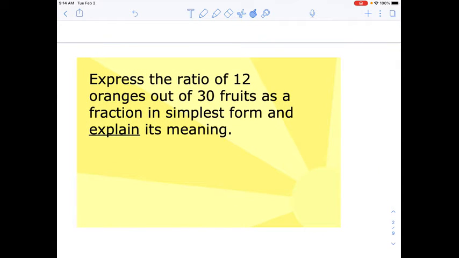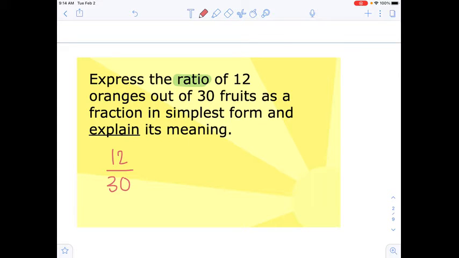The first question says to express the ratio of 12 oranges out of 30 fruits as a fraction in simplest form and then explain its meaning. So here it tells us to write the ratio. We know two things about ratios. They have no labels and they're simplified. So we have 12 oranges out of 30 fruits. I'm going to write this as 12 out of 30.